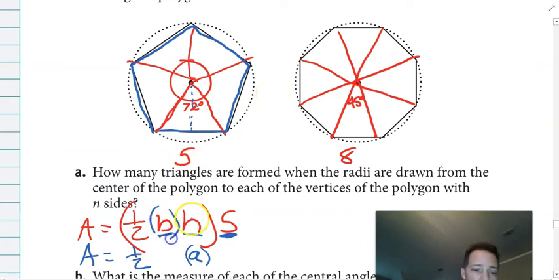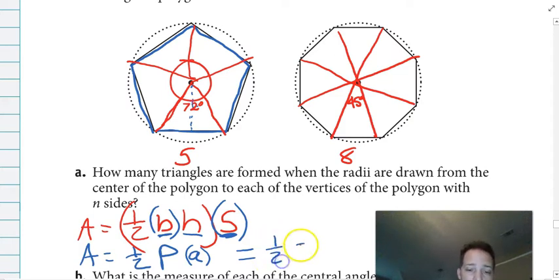So I could replace multiplying the base times 5 with perimeter of this shape, and I could switch the order of these because multiplication is commutative. I could write this as 1/2 apothem times perimeter. Some people pronounce it apothem, some people pronounce it apothem. I'm going to call it apothem for each one of these. So here is the formula for area of any regular polygon, which ultimately is what we're trying to get to.